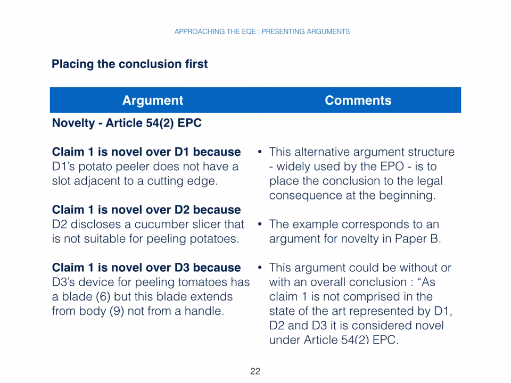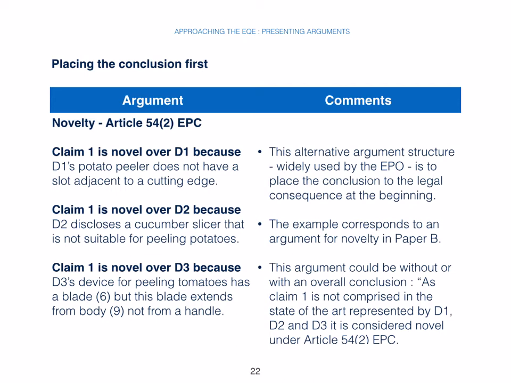Claim 1 is novel over D2 because D2 discloses a cucumber slicer that is not suitable for peeling potatoes. Again, the conclusion is first. Or Claim 1 is novel over D3 because D3's device for peeling tomatoes has a blade, but this blade extends from body 9, not from a handle. This alternative argument structure, placing the conclusion first, is widely used by the EPO. In other words, put the legal consequence at the beginning.